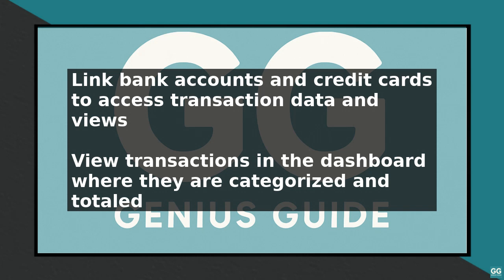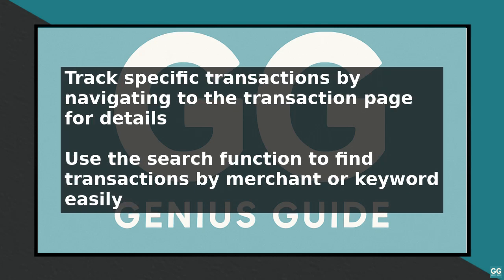You can also use Rocket Money's search function to find specific transactions. Simply type in the name of the merchant or a keyword related to the transaction, and Rocket Money will display all relevant transactions. In addition to tracking individual transactions, Rocket Money also provides tools for tracking your overall spending and staying within your budget. You can set budget goals and receive alerts when you go over budget, helping you stay on track with your financial goals.